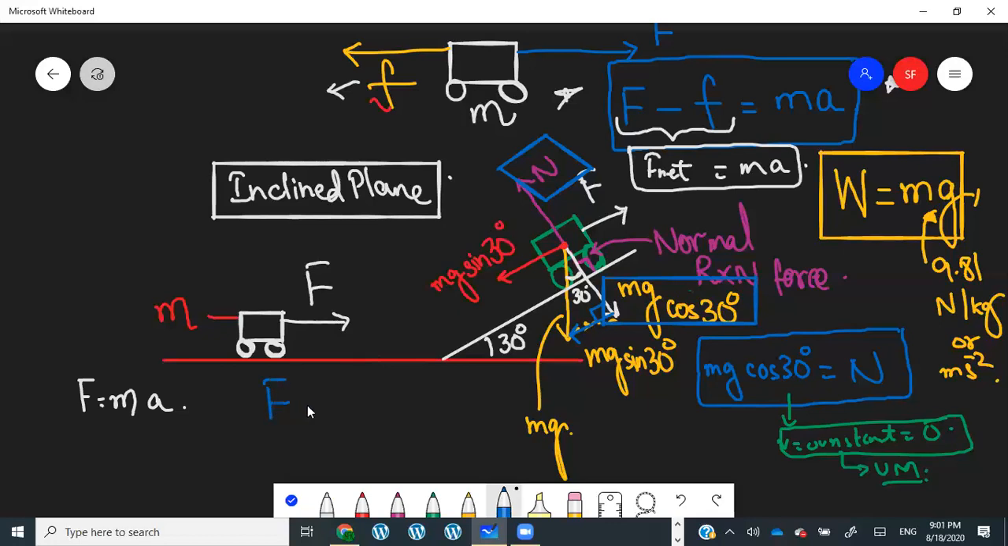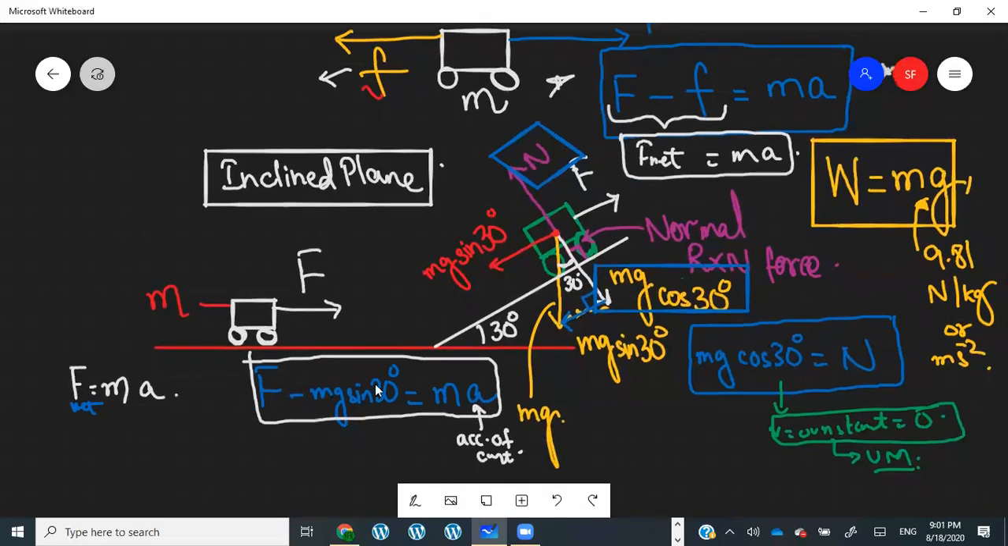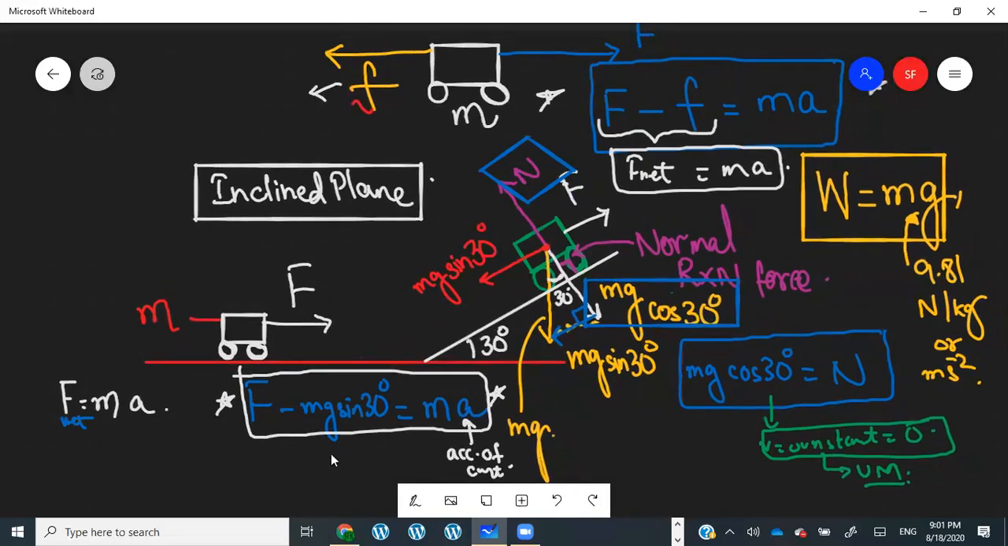Yes, so the forward force is F. This is F net, okay? Forward force F minus mg sine of theta will give you ma, and this a is the acceleration of the cart. So F minus mg sine of 30 is equal to ma is the formula that we're going to apply. This is Newton's second law in this direction, and this is a very commonly tested question, especially when you are doing inclined plane. Clear?